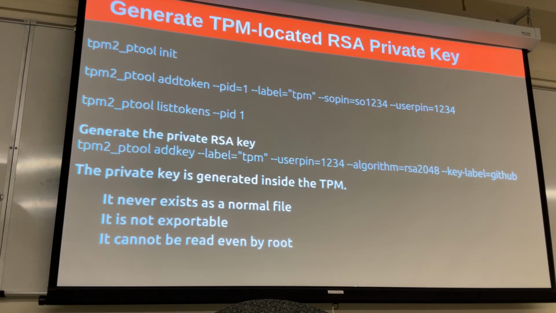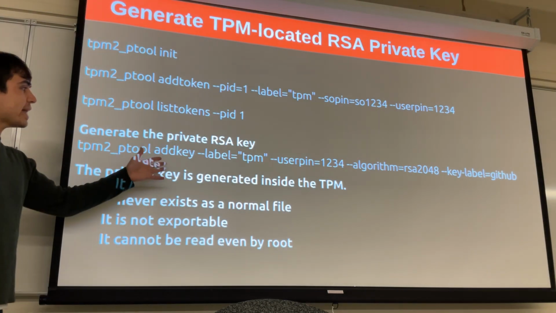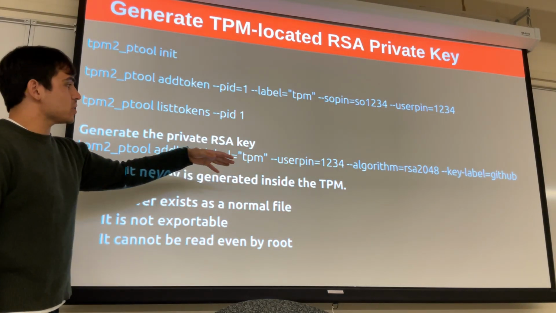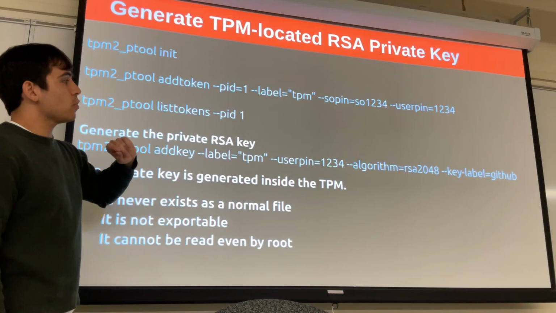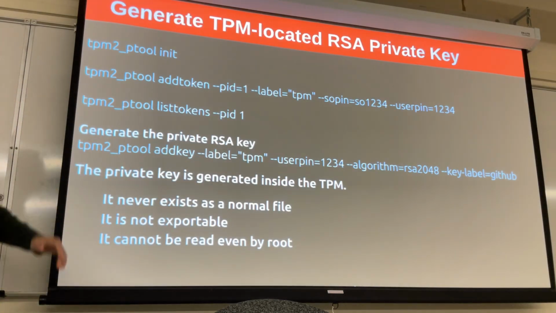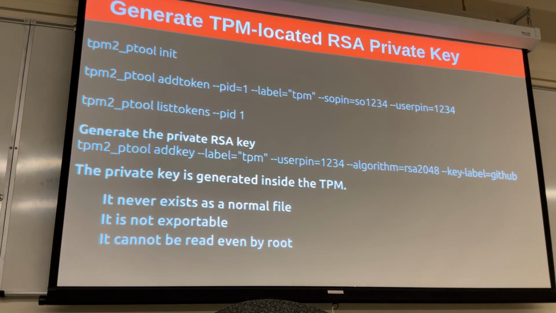We list the token to make sure it's there, and then we want to generate the actual RSA key. So now we want to generate the key pair. We would go tpm2_ptool addkey, and I label it, I give it a pin, 1234, the algorithm's RSA2048, and I call it the key label GitHub. And again, the private key is generated inside the TPM.